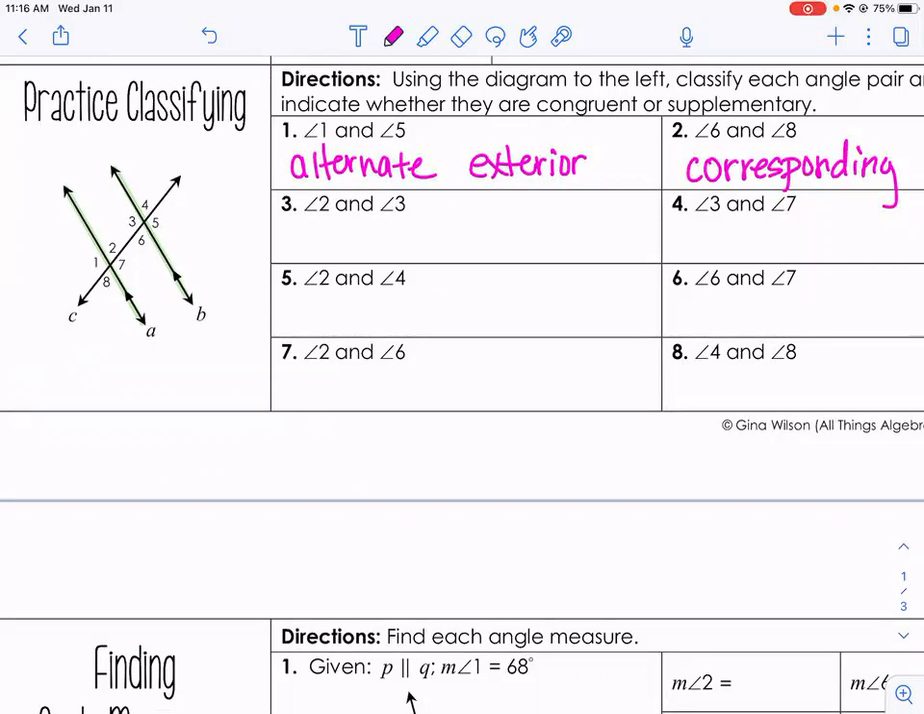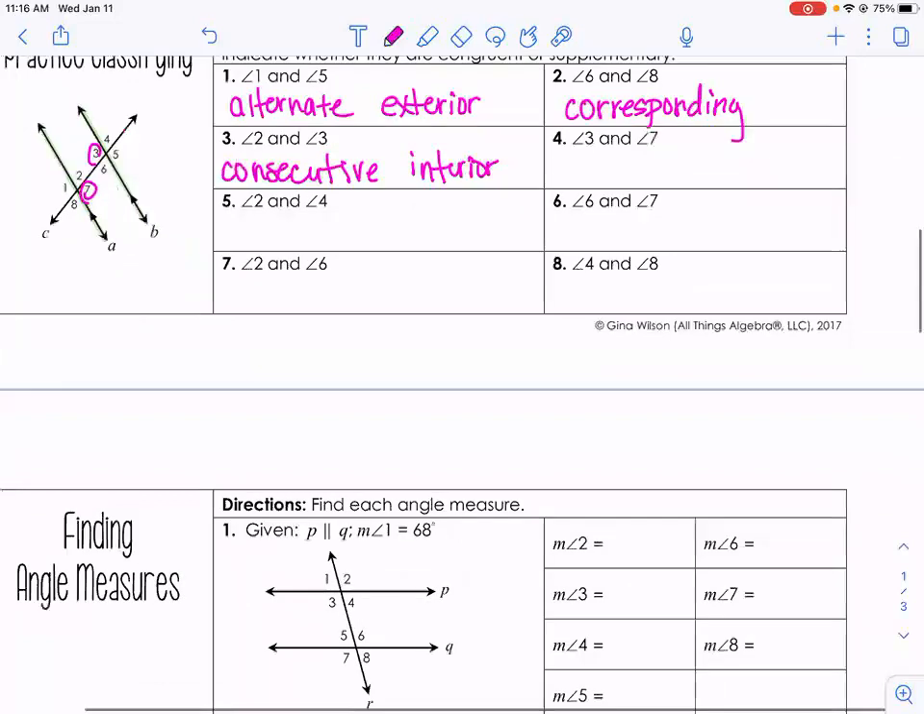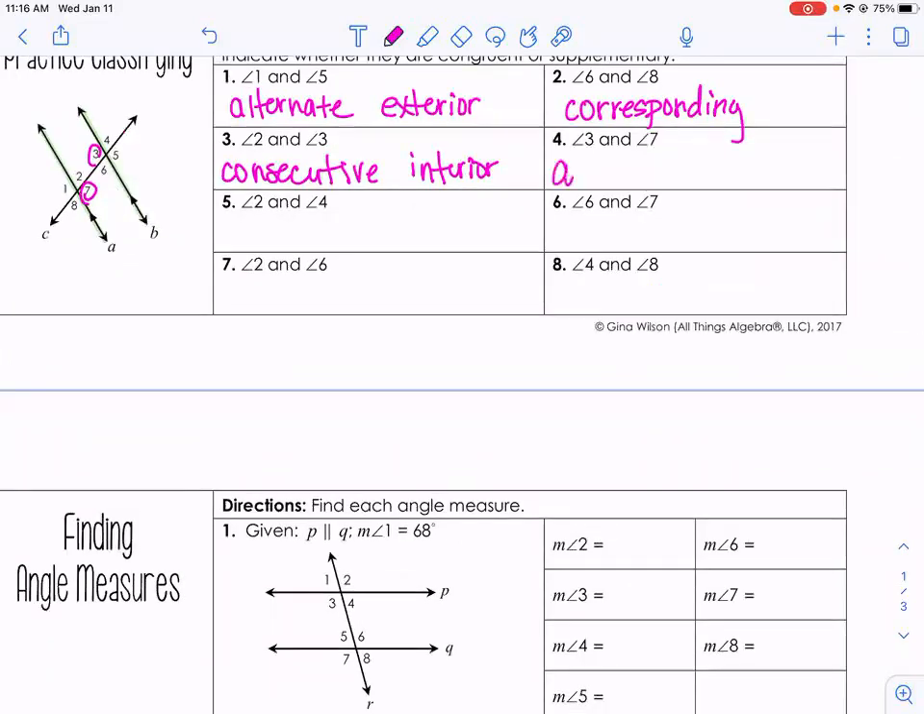Okay, eyes up here. Denise, what can you tell me about 2 and 3? They are consecutive interior. They are inside and they are back to back. They're on the same side. Okay. All right. Harper, what about 3 and 7? Yep, alternate interior. They are inside and they are on opposite sides.